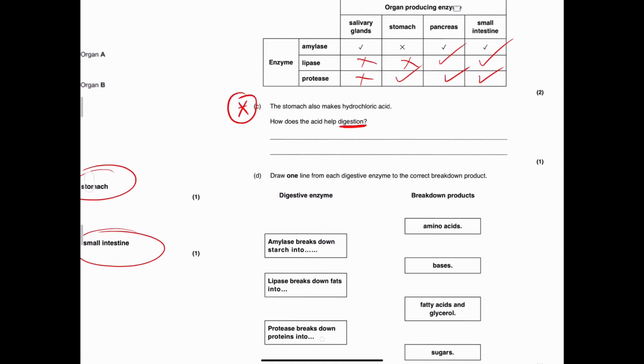So even though it's a good question just to look at, the answer to this one is that hydrochloric acid gives optimal pH condition for protease enzyme to work.